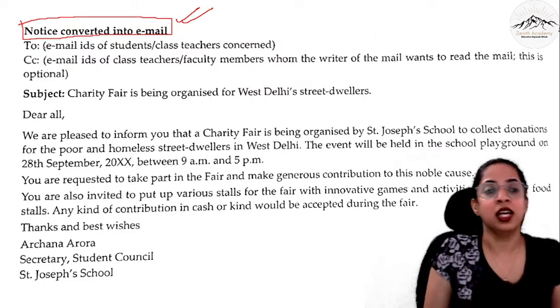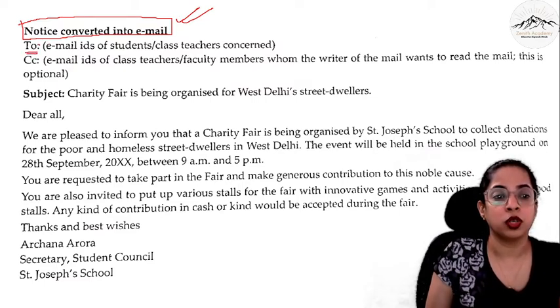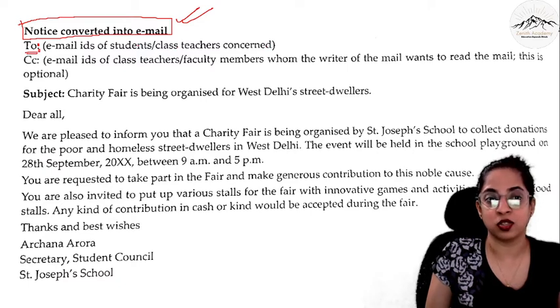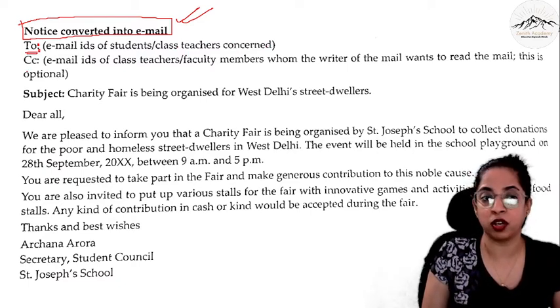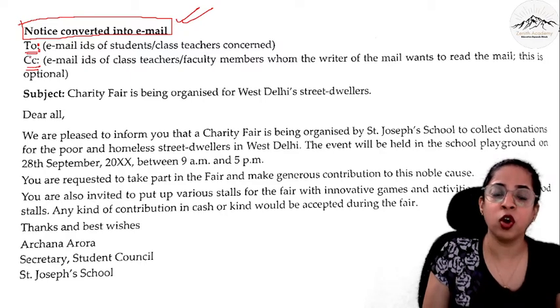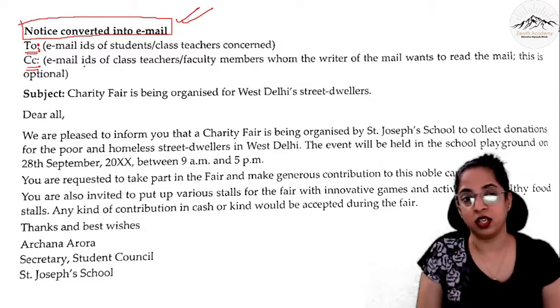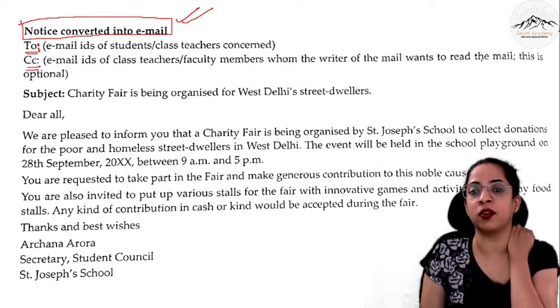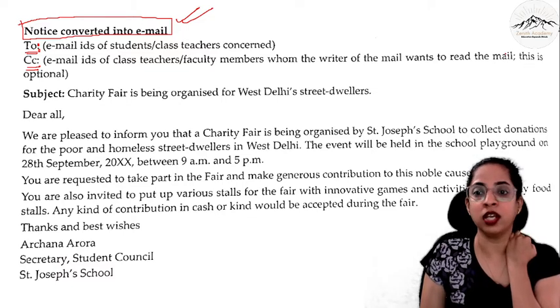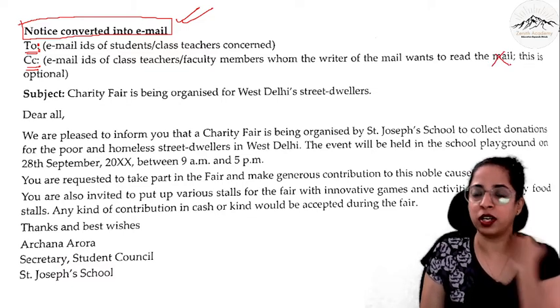Let's start. First of all, children, look: to, then put a colon, then you write the email address. So email IDs of students, class teachers concerned, right? You will make your own email ID. If you want, you can write CC. If you don't want, you can just leave it. So this is the email ID of the class teacher or faculty members whom the writer of the mail wants to read the mail. Okay, now but this is optional, so better don't go with it.